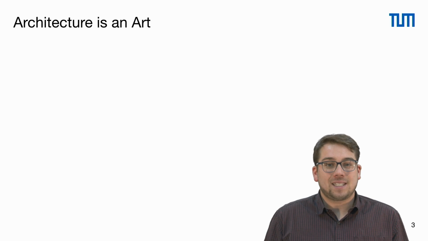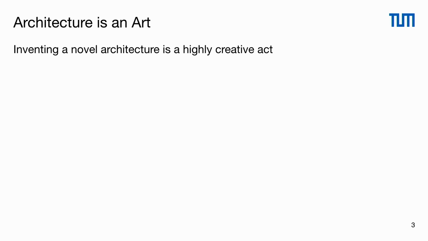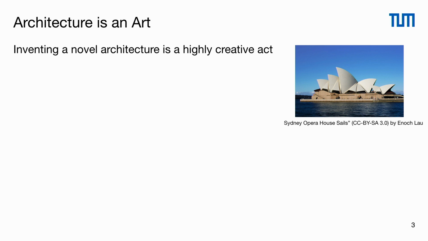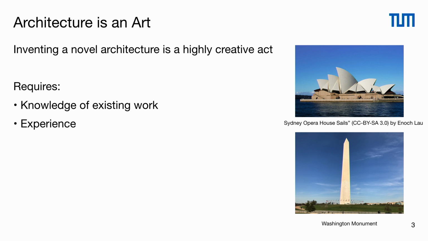So first of all, let's have a look at classical architecture. Architecture is an art, and if you want to invent a novel architecture, you have to be highly creative. For example, when we look at the Opera House in Sydney, it has a special form of the roof, and also the Washington Monument in Washington DC has some kind of a special roof which was innovative by that time. For the inventions of such an architecture, you have to have knowledge of the currently existing work and you have to have a lot of experience.